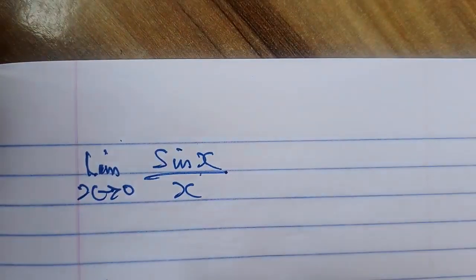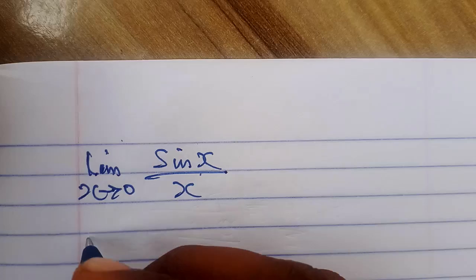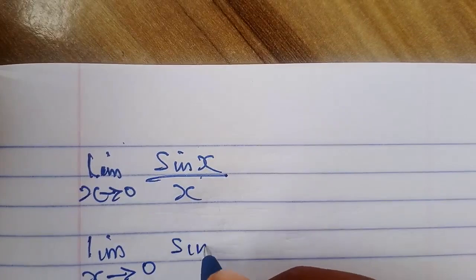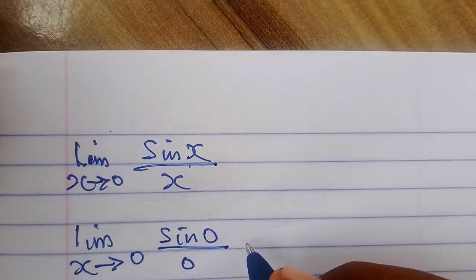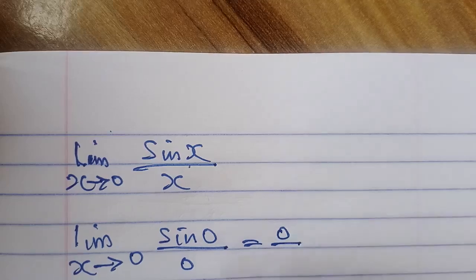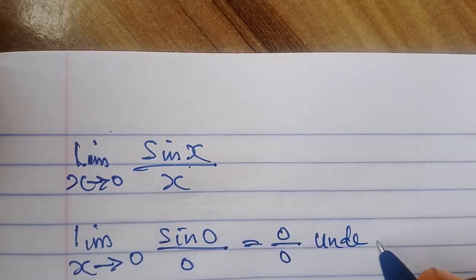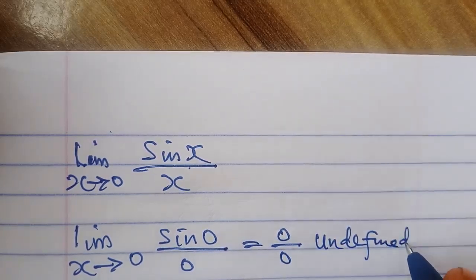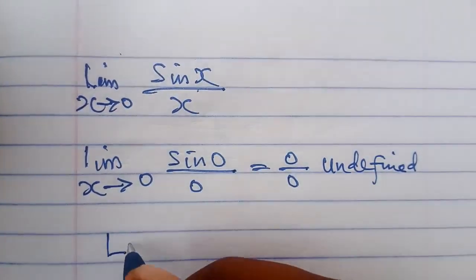We can also look at another one: limit as x approaches 0, sine x over x. Here, normally, if we use direct substitution, we're going to have limit as x tends to 0, sine 0 over 0. Sine 0 is 0, so 0 divided by 0, which is undefined. Now, another method we can use is what we call L'Hopital's rule.